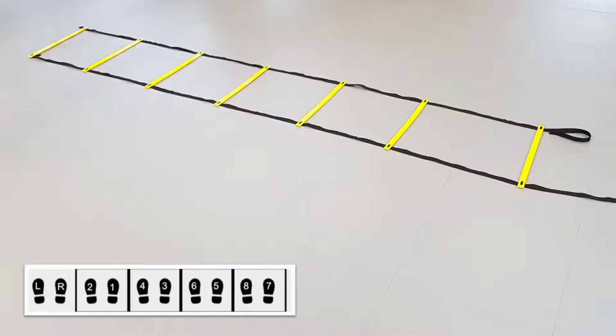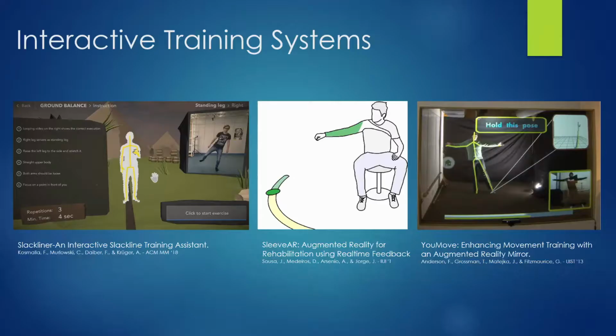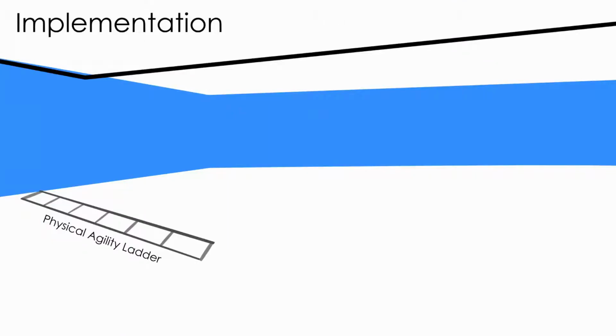The most common way of learning those exercises in a training session is by an expert demonstrating the sequence. However, a trainer might not always be available because they are supporting others, monitoring the group, or simply because the athlete is training alone. Interactive training systems have shown to be able to fill this gap in other sports like slacklining, rehabilitation, or general movement training. The aim of those systems is to allow for self-sufficient training independent of a personal coach. To the best of our knowledge, agility ladder training using interactive projections has not been fully investigated.